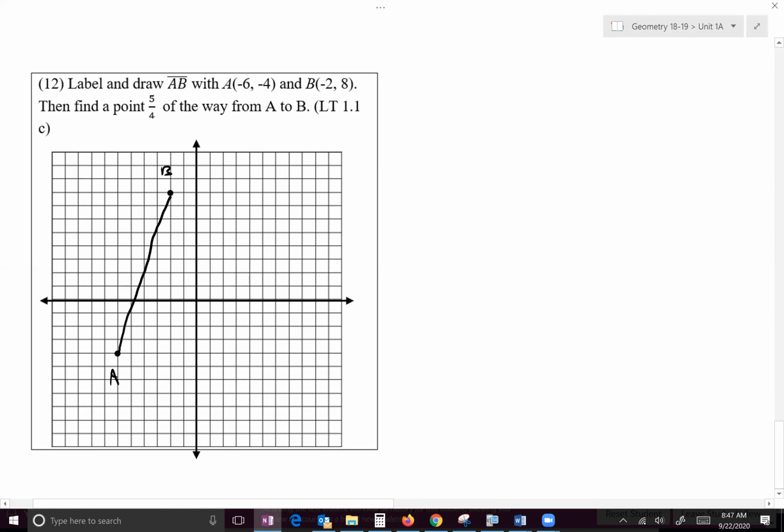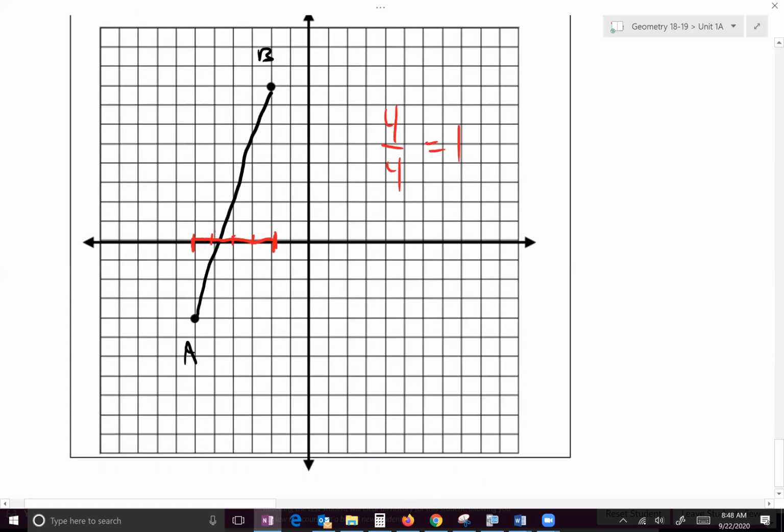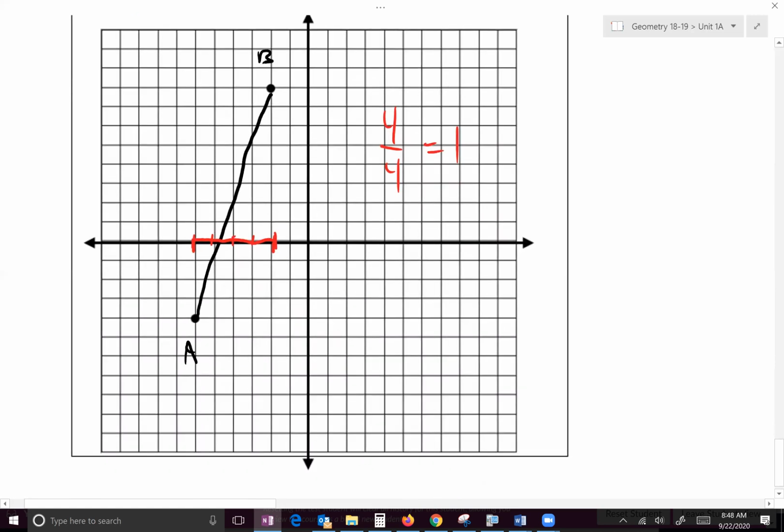We need to find our horizontal and vertical displacement. So starting to the left, moving here to the right, that's our horizontal displacement. That's 4. Okay, and we're dividing it into 4, so that's pretty easy. 4 divided by 4 is 1, so this is already partitioned for us with our units. And we want to go 5/4 of the way from A to B. So the only part that's a little tricky.